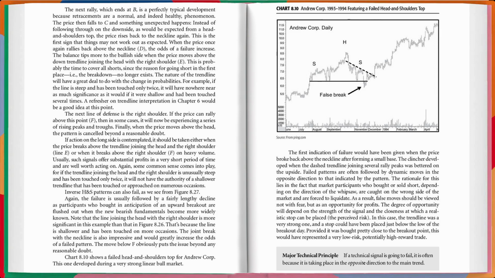Failed patterns are often followed by dynamic moves in the opposite direction to that indicated by the pattern. The rationale for this lies in the fact that market participants who bought or sold short, depending on the direction of the whipsaw, are caught on the wrong side of the market and are forced to liquidate. As a result, false moves should be viewed not with fear, but as an opportunity for profits. The degree of opportunity will depend on the strength of the signal and the closeness at which a realistic stop can be placed, the perceived risk.